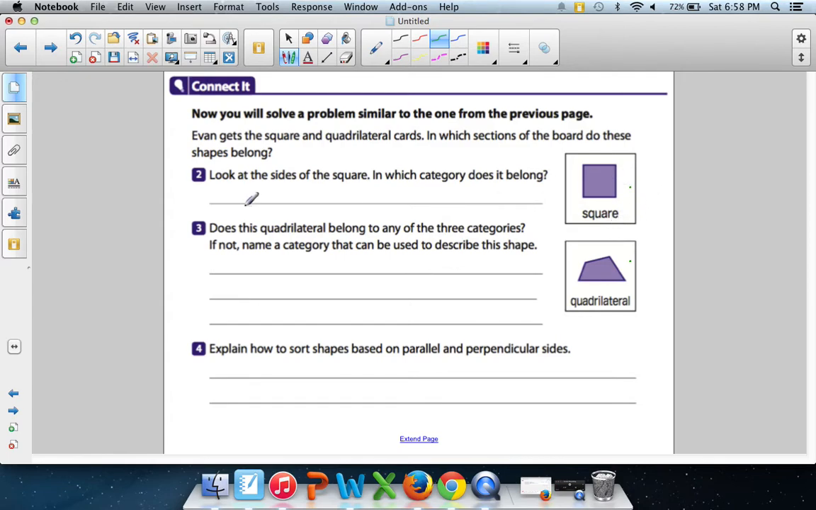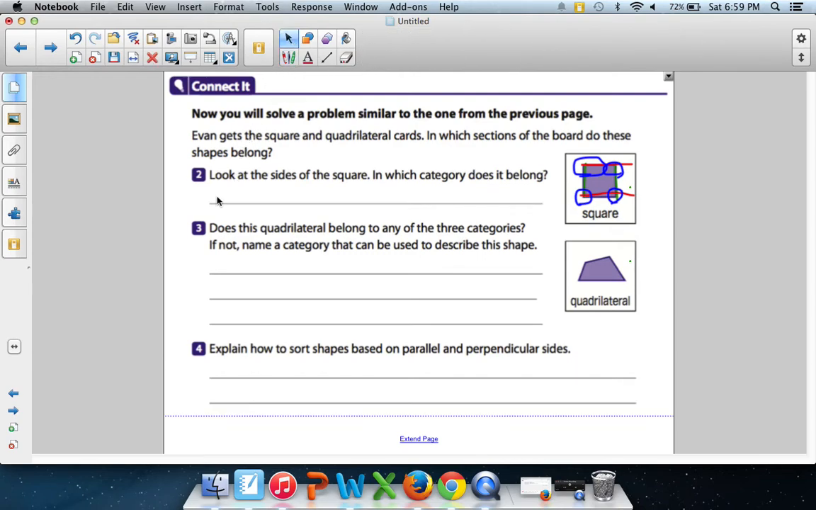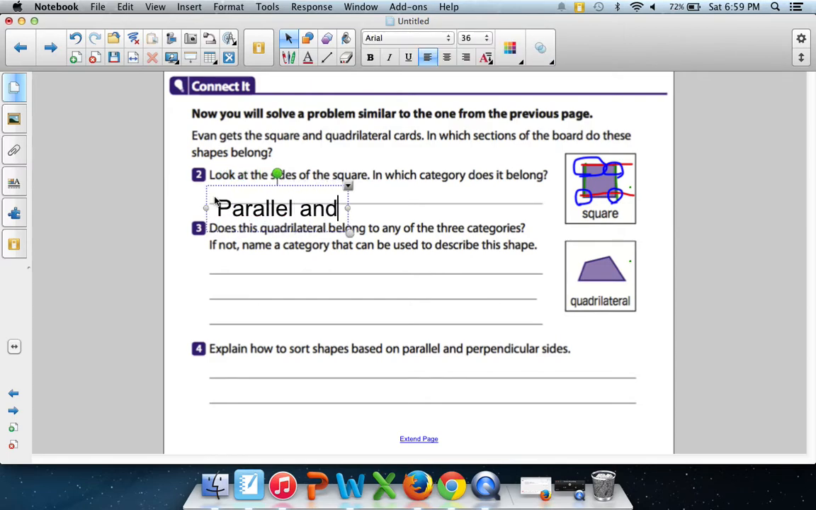This square, look at the sides of the square. In which category does it belong? This square has parallel lines. That's parallel to that. Also, the red is parallel to the red. But it also has perpendicular lines because every perfect corner is a right angle. And where those perfect corners exist, there are two lines that are perpendicular. So what category does it belong to? It belongs in the category for both parallel and perpendicular sides. You see?